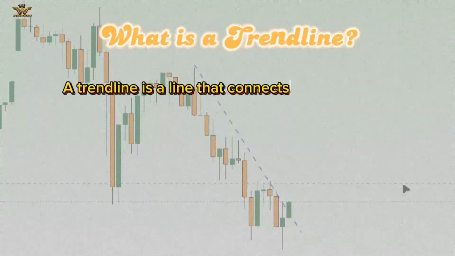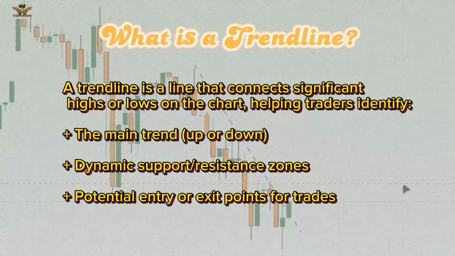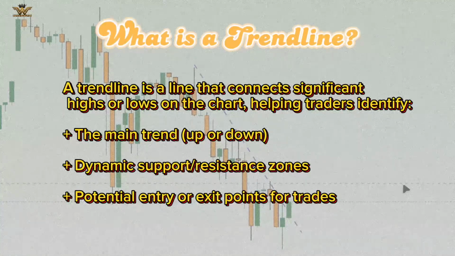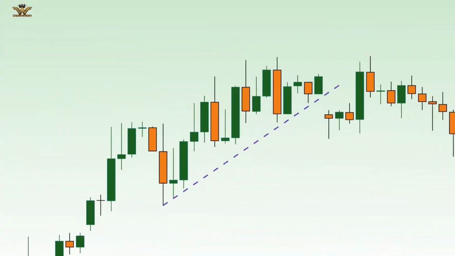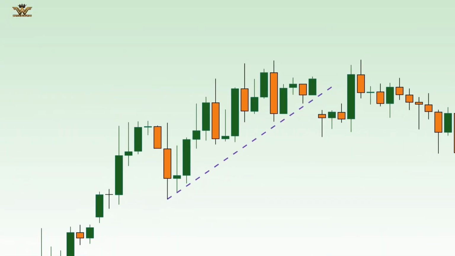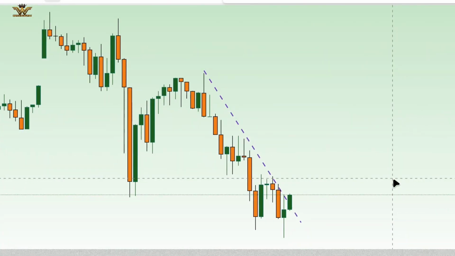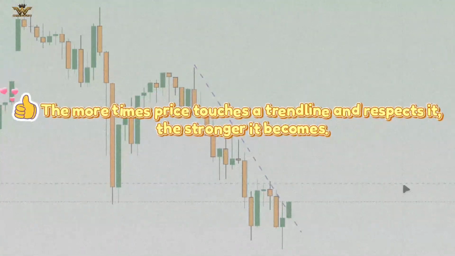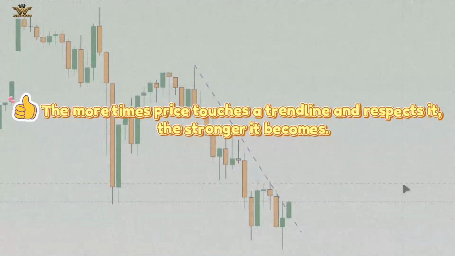First, you need to know what a trend line is. A trend line is a line that connects significant highs and lows on the chart, helping traders identify the main trend, up or down, dynamic support or resistance zones, and potential entry or exit points for trades. There are two basic types of trend lines. Uptrend lines connect higher lows, showing a bullish trend. Downtrend lines connect lower highs, indicating a bearish trend. And especially, the more times price touches a trend line and respects it, the stronger it becomes.